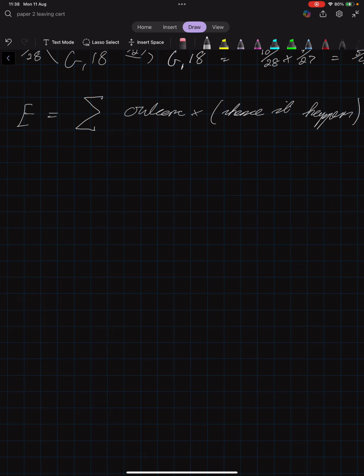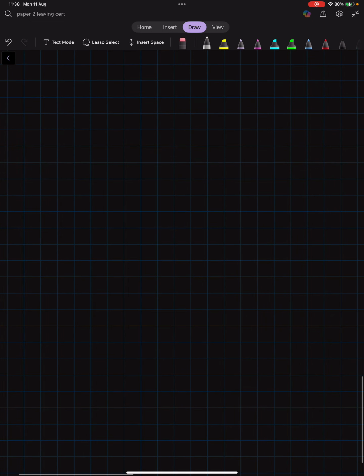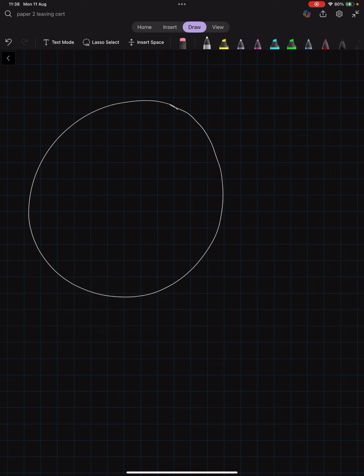Okay, so the expected value for something like this. Let's say it's €5 to play. And here's your wheel. So you have your kind of mystery wheel, like so. And you spin around, and it's a fair wheel. So here you have a fiver.